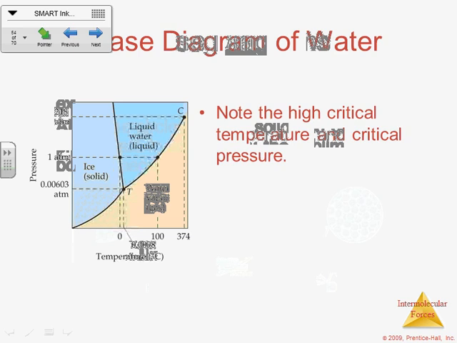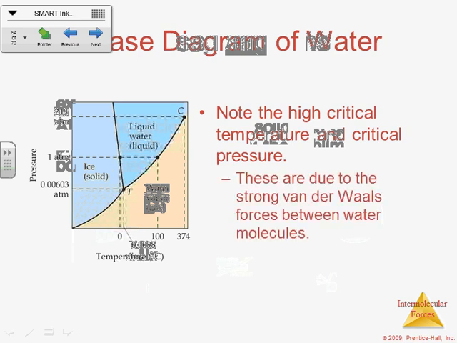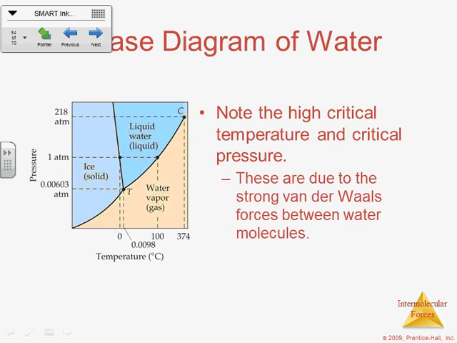So this is a phase diagram for water. High critical temperature and high critical pressure. Okay, and this is due to strong van der Waals forces. Now remember, van der Waals forces are just the general name for all intermolecular forces. The one that's really responsible for that is the hydrogen bonding. Okay.